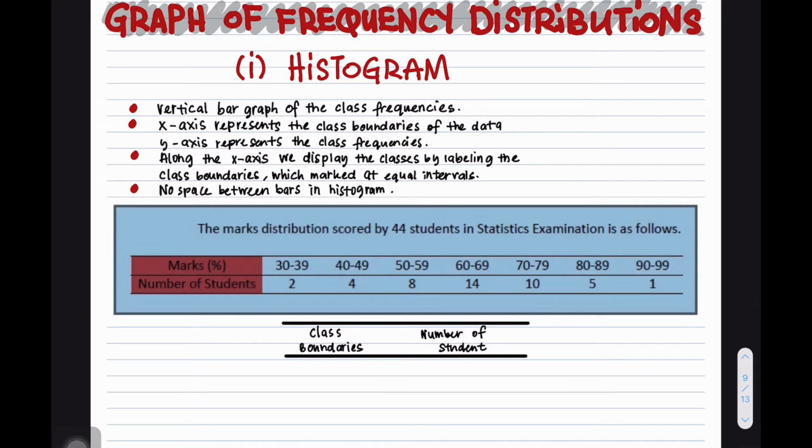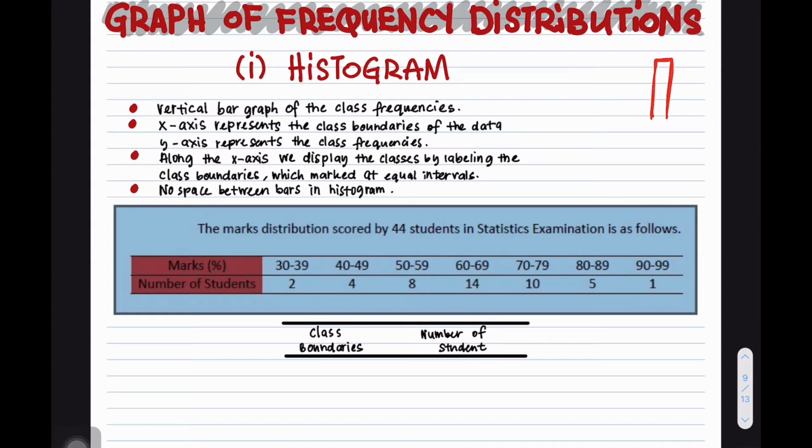So the first one we want to say is the histogram. Previously in qualitative data we have learned about bar chart. Okay, histogram is quite similar to the bar chart. It's just that in histogram we don't have gaps between bars. So let's see first what is histogram. A histogram is a vertical bar graph of the class frequency. So histogram is actually vertical, ni maksudnya graph secara menegak, dalam bentuk bar ni macam petak macam ni. Of the class frequency means that this bar represents the frequency of the class.